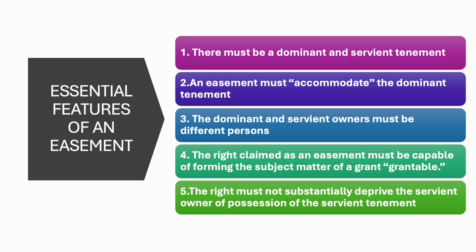Thirdly, the dominant and servient owners must be different persons. You can't have an easement over your own land. I mean, think about it. Now, Kilgore versus Gads establishes this.